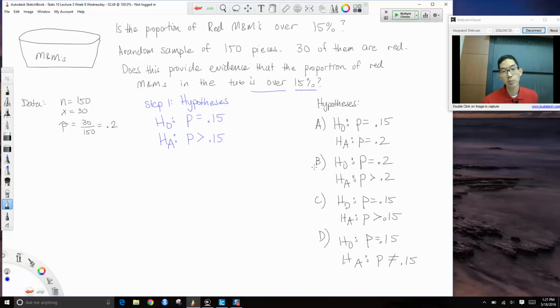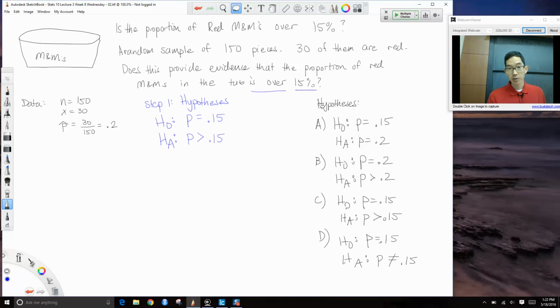It's not going to be B, because B uses 0.2, which is actually the proportion that appears in our data, okay? We use the data in such a way to reject the null and support the alternative, okay? And so if our hypotheses were set up under B, all we would find is that our data kind of matches the null hypothesis, but that in and of itself is not proof that the null hypothesis is true. It could just be a coincidence that that has happened, okay?